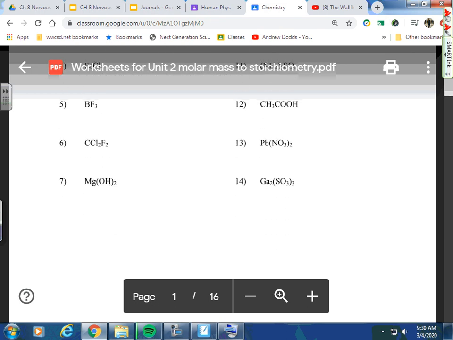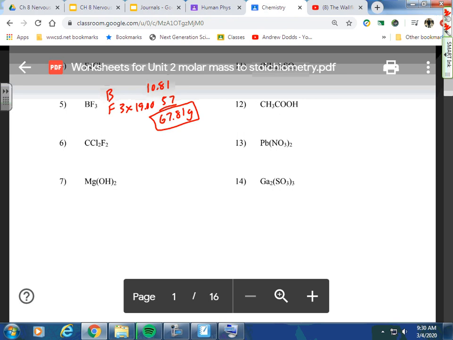All right, so BF3, there's just one B, and there's 3 Fs. So B is boron, number 5. It has a mass of 10.81. Fluorine has a mass of 19. I got to do 19 3 times, which is 57. So I should get 67.81 grams for that. Everybody agree?